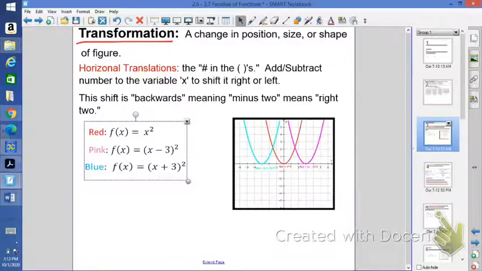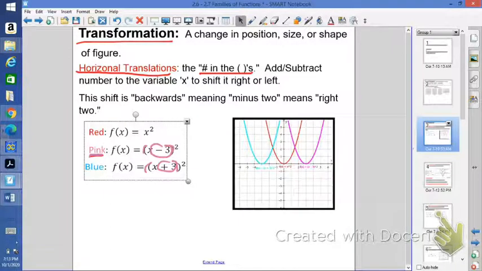We're going to talk right now about horizontal translations. It's the number in the parentheses, and I would highly suggest using markers or colored pencils to highlight the equation and then its corresponding graph, because yours is in black and white. So what was I just saying? Oh yeah, the number in the parentheses. There's my set of parentheses, the number in the parentheses right here.